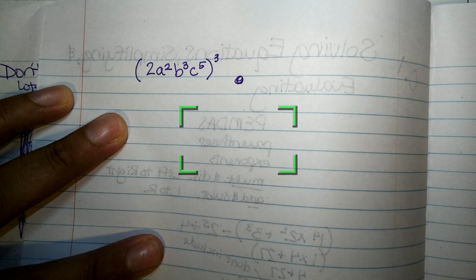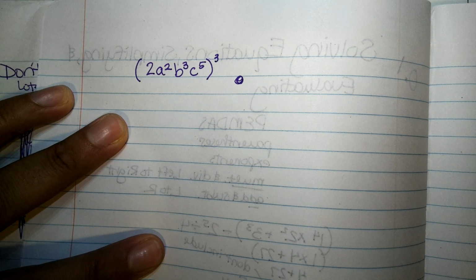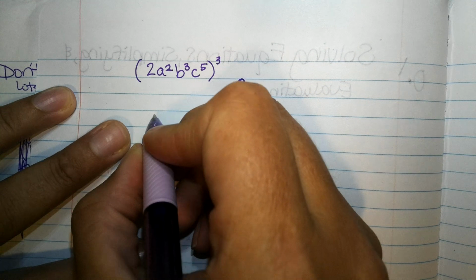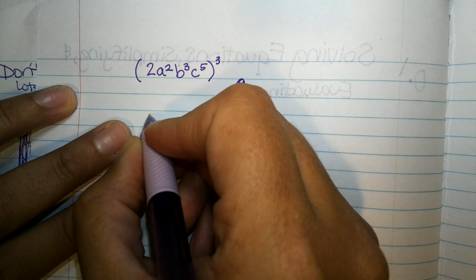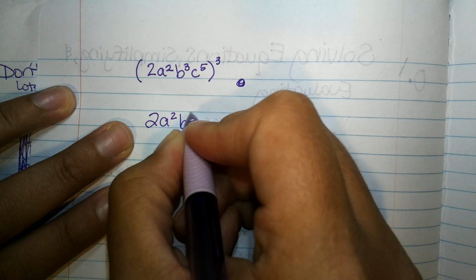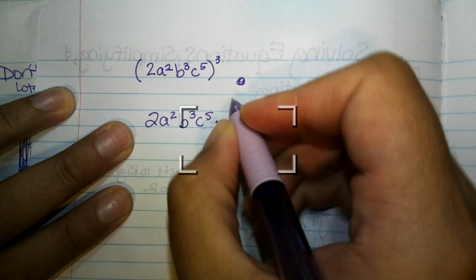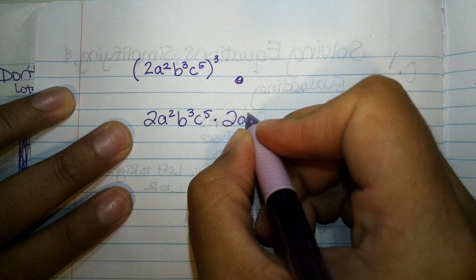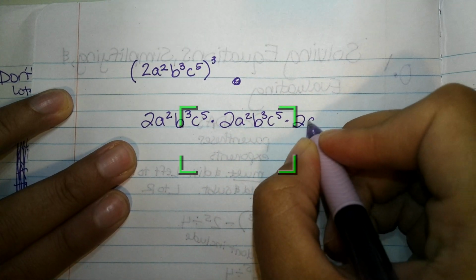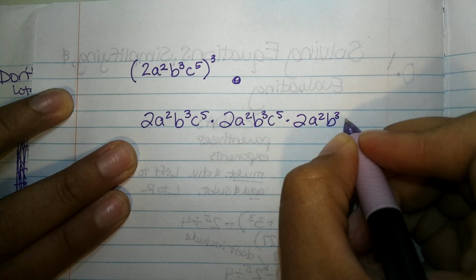There we go. Okay, here's what this means. Anytime I have something in parentheses to the 3rd power, it means I can write it 3 times. So if I have to, and you don't know our shortcuts, you can write 2a squared b to the 3rd c to the 5th times 2a squared b to the 3rd c to the 5th times 2a squared b to the 3rd c to the 5th.